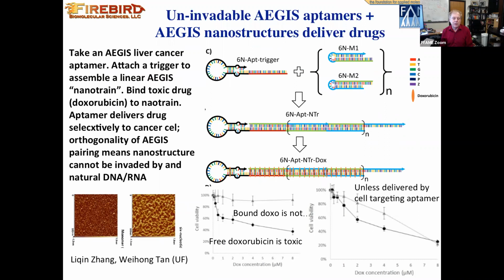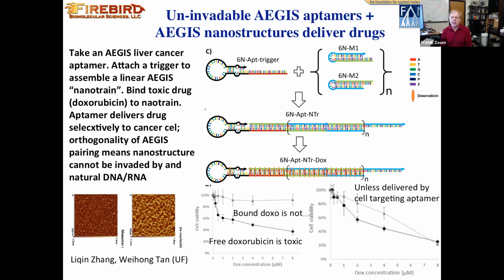We took one of these, this is actually Li Qin Zhang again, took one of these aptamers with 6 letters that binds to a liver cancer cell, but not to normal cells. And then what you do is you attach a single strand toehold, which serves as a trigger, which then opens these 2 hairpins, which are these multicolored things in aqua in the upper right-hand corner of this picture.